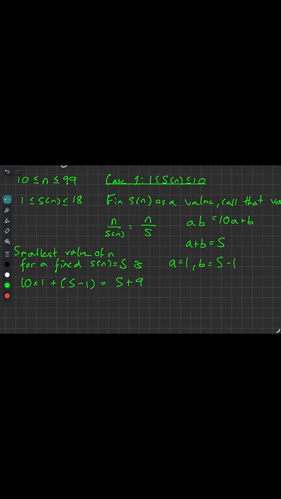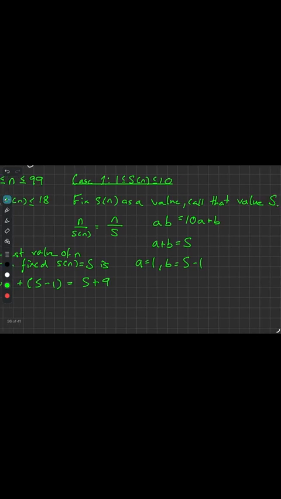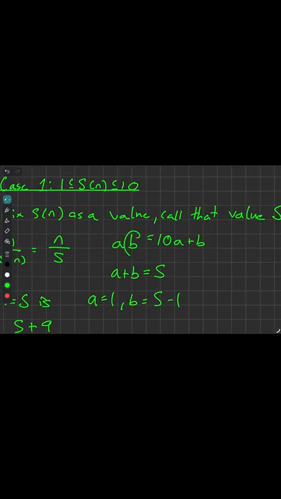Okay? So now, for each fixed value of s, we have our smallest possible value of n, as long as s is between 1 and 10. Because if s, the digit sum, is, say, 13, then this isn't going to work, because I can't have a digit being equal to 12. So I can't set b equal to 12.